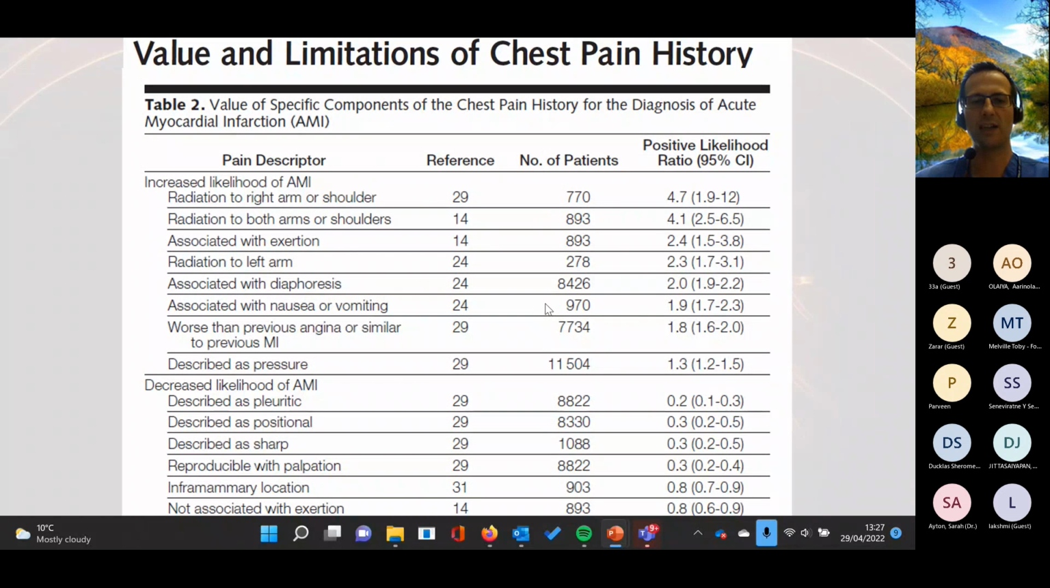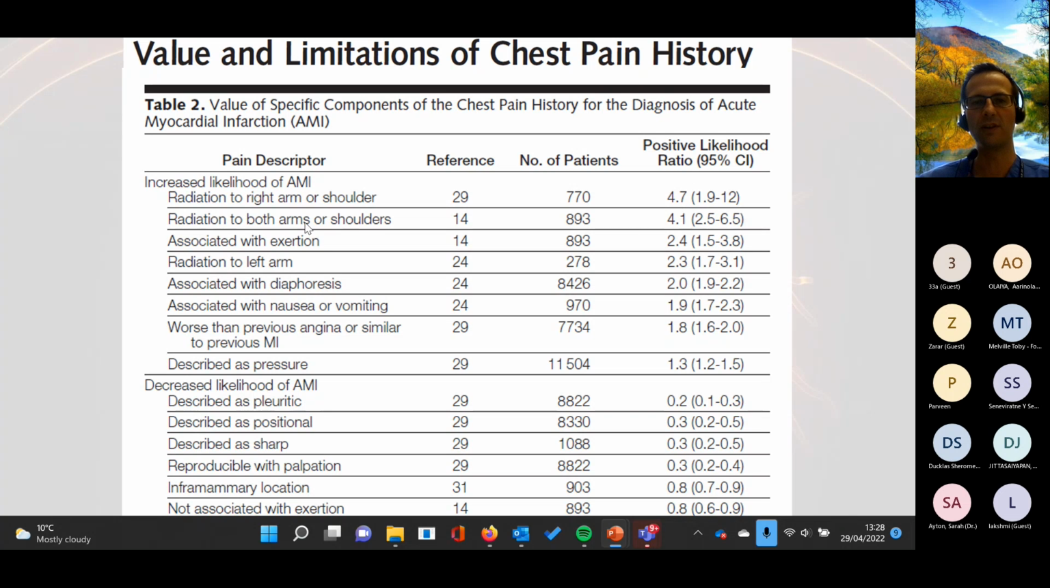This is a paper from about 20 years ago now that looked at loads of different trials of assessing chest pain, and they found, for example, that radiating to the right arm or the right shoulder is actually more specific rather than sensitive for ischemic pain. So the high positive likelihood ratio, it's much less common. Can you see it only affected 800 patients of these 29 studies versus diaphoresis or sweating affecting 8,000 patients in 24 in reference 24. So it's less likely to be going to the right arm, but if it's there, it very much suggests it's ischemic pain.